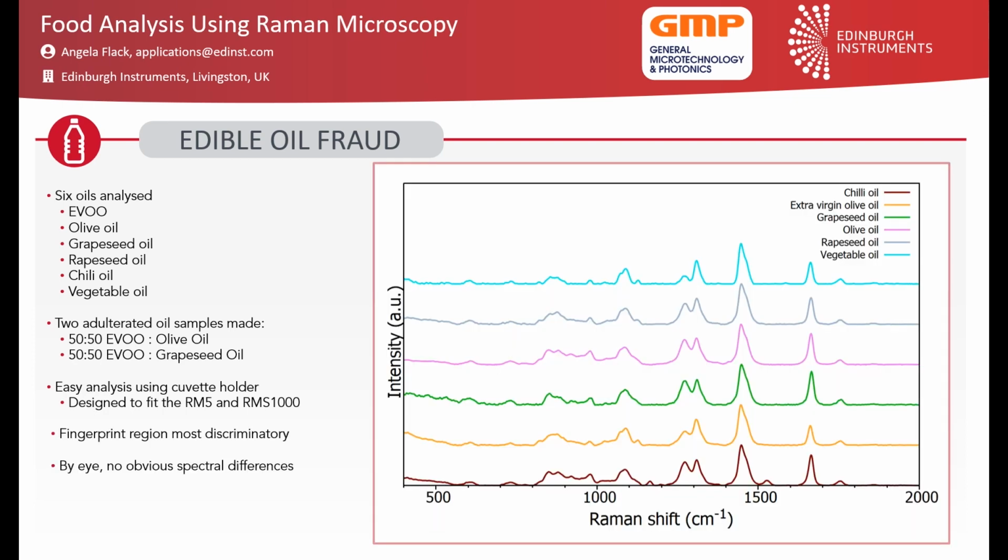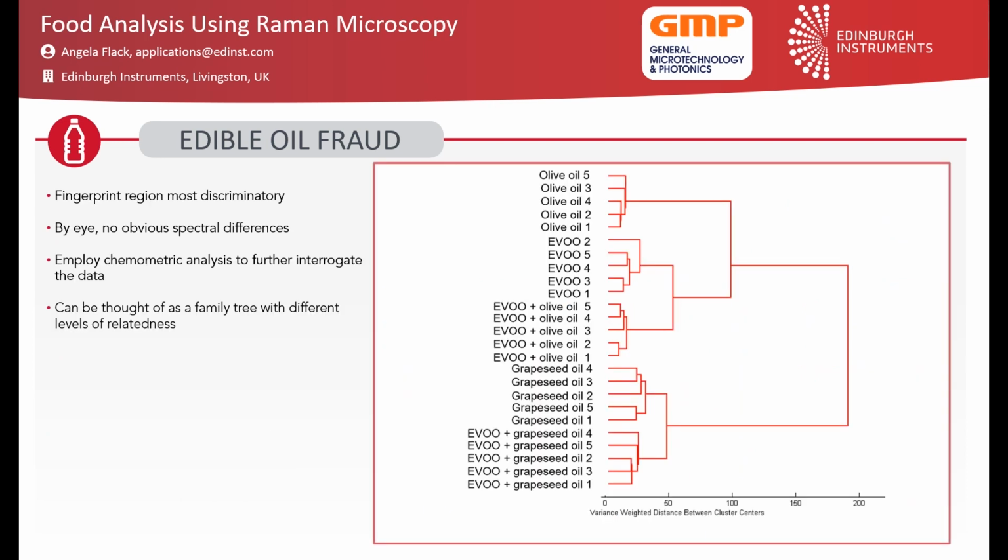Visually, the spectra appear identical. So whilst we get strong Raman responses, by eye we cannot tell the difference from the spectra of every oil type. So what do we do? Well, thankfully we can employ multivariate analysis.